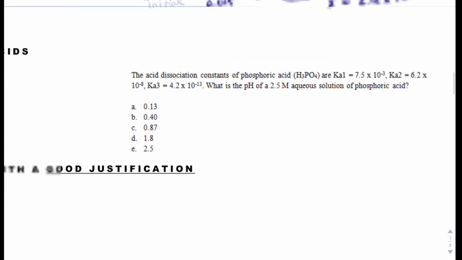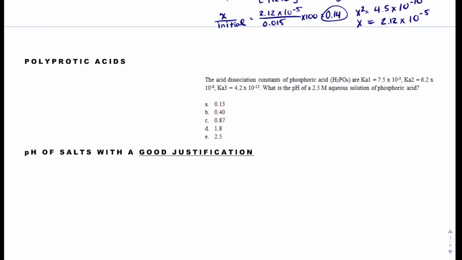So what would you do with polyprotic acids? Polyprotic acids are acids with multiple H's that can be plucked off.